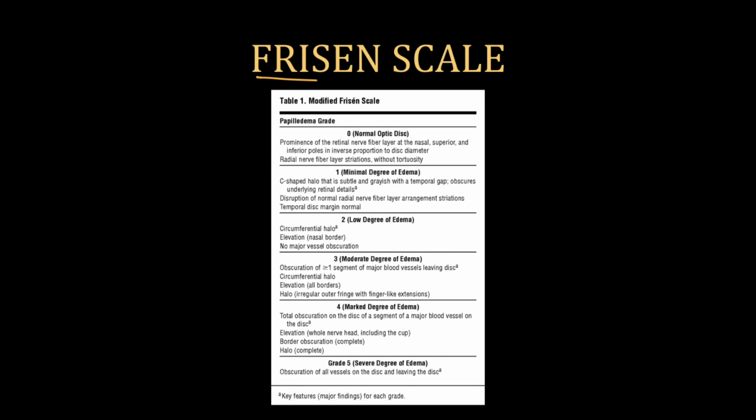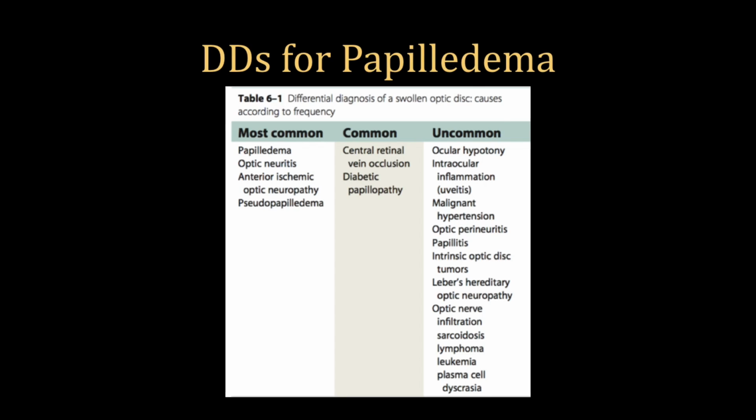Now, this is the Frisen scale, which is used to grade papilledema, and you just need to know that there are grades 0 to 5, and I don't think there is a need to remember what the grades are. Yes. See, as I mentioned in the first place, not all disc edemas are papilledema, but all papilledemas are disc edemas. Okay, let's make that as clear as possible.